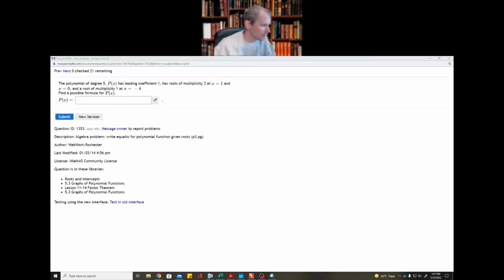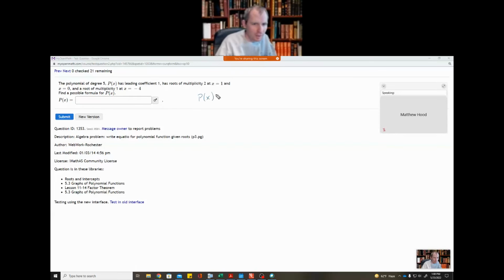Okay. So the roots of multiplicity 2 at x equals 1 and x equals 0, and a root of multiplicity 1 at x equals negative 4. Okay, so typically, when I think of a polynomial of degree 5, I would write that as like something times x to the 5th plus something else times x to the 4th, and then, going on down the list.